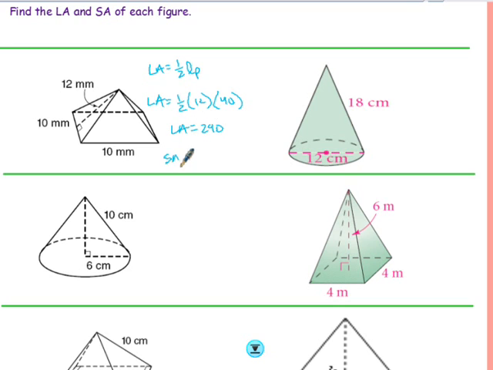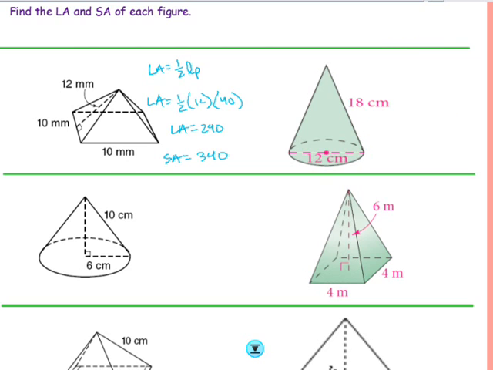The surface area is the lateral area plus the area of the base. Well, the area of the base is 100. So I add 100 to that, and I get 340. No problem. All right. Little things to check is that your lateral area should never be bigger than your surface area. That would be silly.